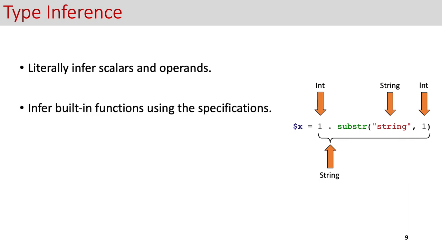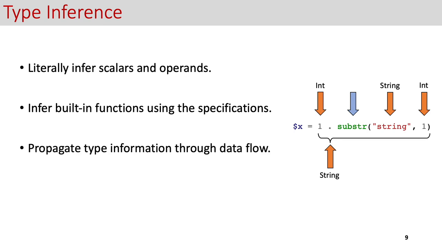Second, we infer the types related to the built-in functions based on their official documents. For example, the function substring must enforce the first argument and the return value to be of string type. We also propagate type information along with the data flow. Like in the assignment, the variable x gets the type of the right-hand side operand.